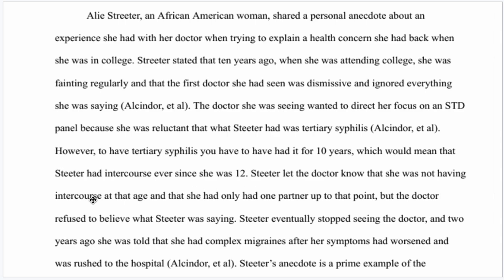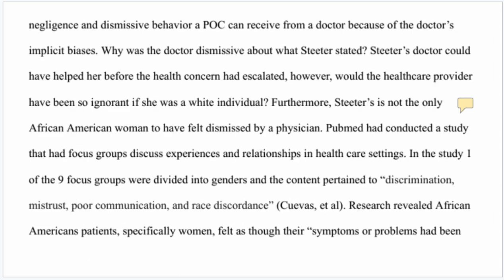Streeter let the doctor know she was not having intercourse at that age and that she had only had one partner up to that point, but the doctor refused to believe what Streeter was saying. Streeter eventually stopped seeing the doctor, and 2 years ago she was told that she had complex migraines after her symptoms had worsened and she was rushed to the hospital. Streeter's anecdote is a prime example of the negligence and dismissive behavior a person of color can receive from a doctor because of the doctor's implicit biases.